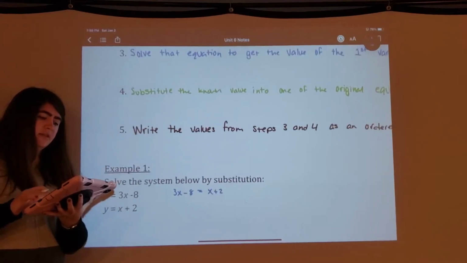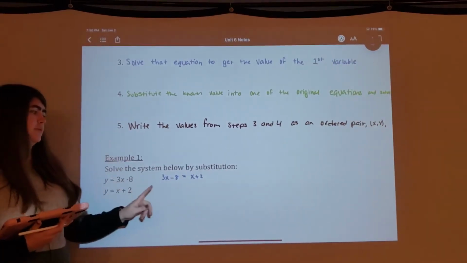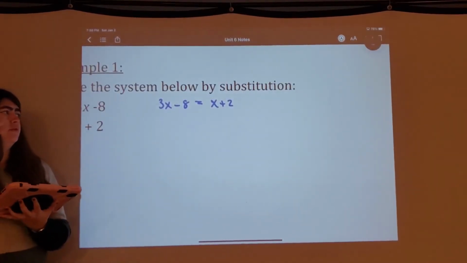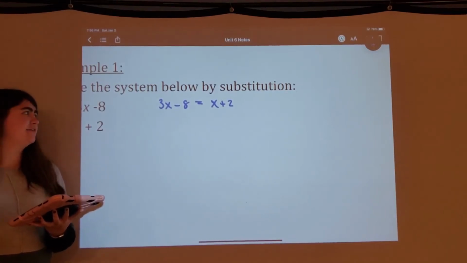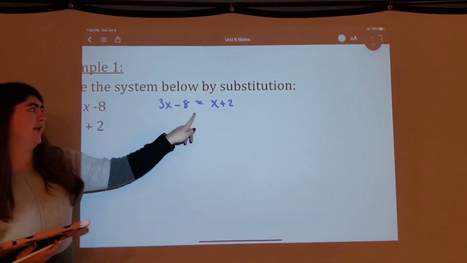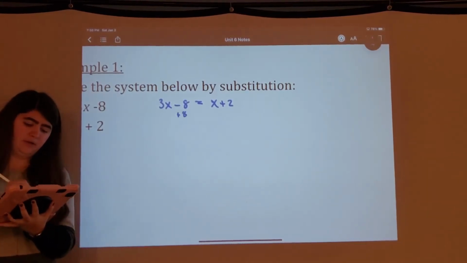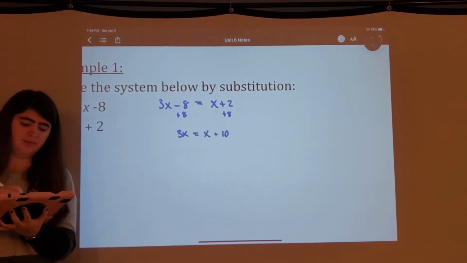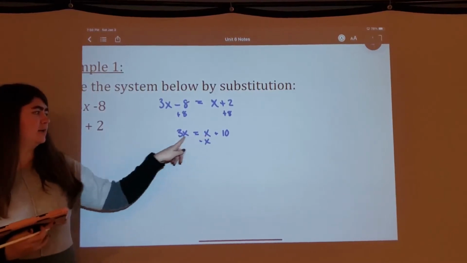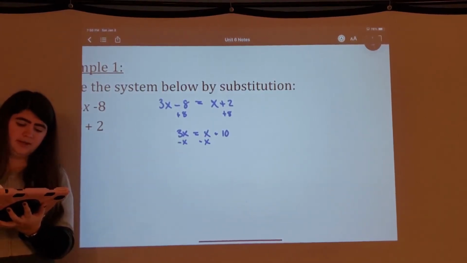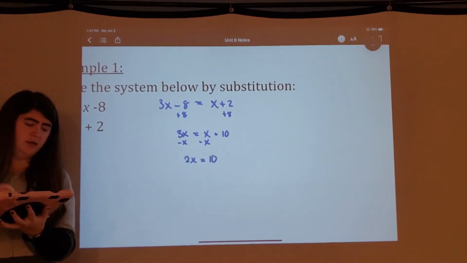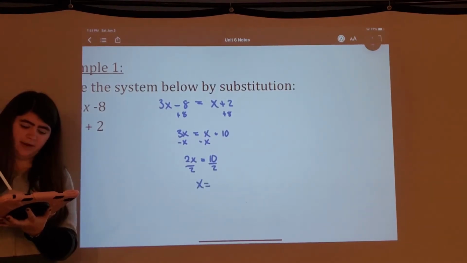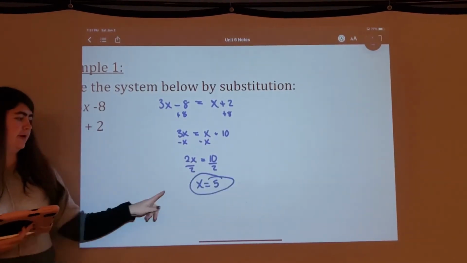Then, continuing in that step, we are solving that equation to get the first variable. So we're solving for x. That's going to give us our x. So I have 3x minus 8 is equal to x plus 2. I want x by itself. I'm going to start by adding 8 to both sides. So I have left on that side, 3x is equal to x plus 10. I'm going to subtract this single x from both sides. That leaves me with 2x is equal to 10. I'll divide out the 2, which means that x is equal to 5. And that is part of my solution.